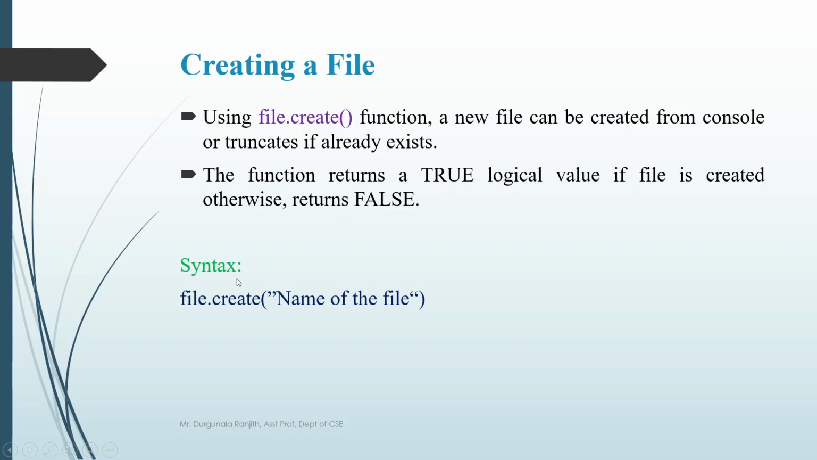The syntax of file creation is: you use the function file.create, and within the parentheses, enclosed in double quotes, you give the file name with its extension. Suppose it is a text file, then you give .txt. If it's an Excel file, then you give .xlsx. The file extension represents the type of the file.